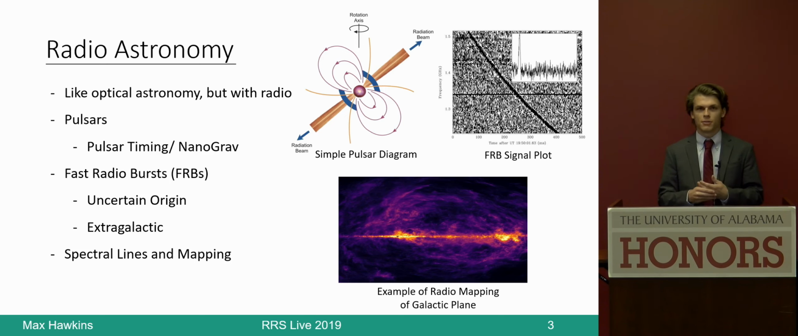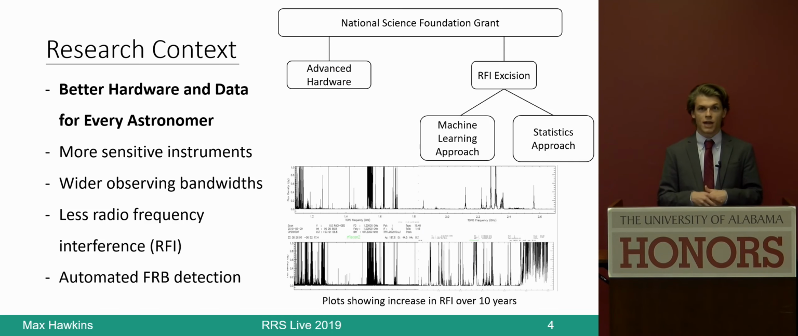Also in the radio astronomy community, there are spectral lines and mapping. That's another area of research, and that's shown in the bottom picture, where you essentially create an image out of the radio astronomy data over a long period of time, and that image shows the galactic plane, probably something like the hydrogen density. And for context for my research, we essentially want to create better hardware and better data for every astronomer. And so I fall under a National Science Foundation grant that was given to the Green Bank Observatory. I specifically am working on the machine learning approach to radio frequency interference, or RFI, excision.